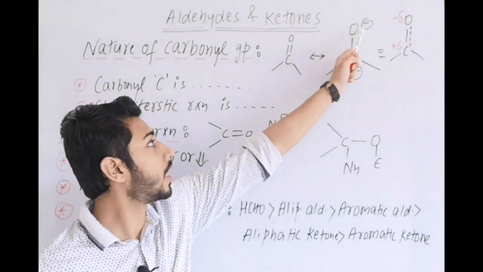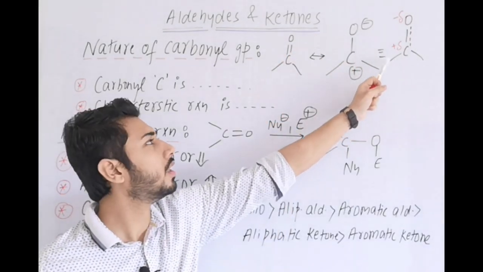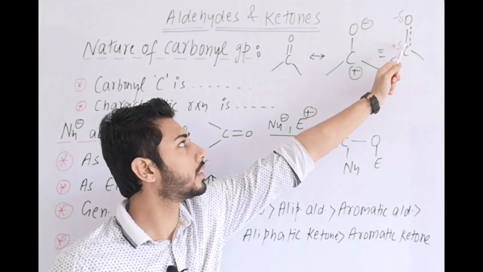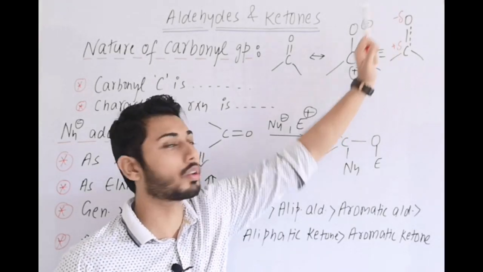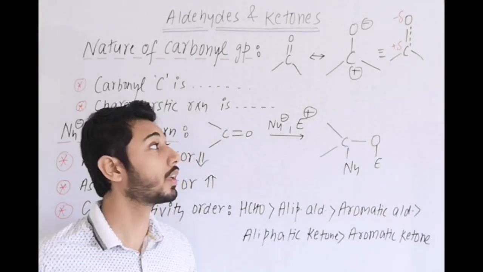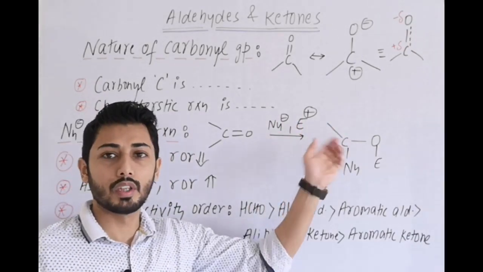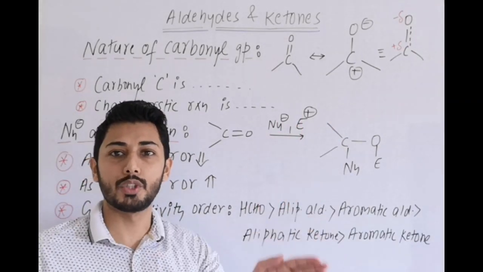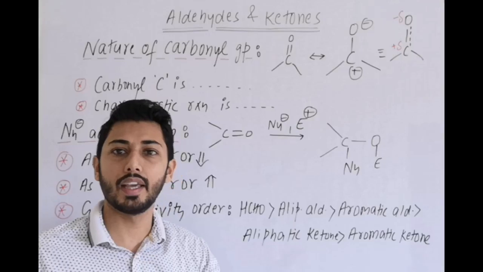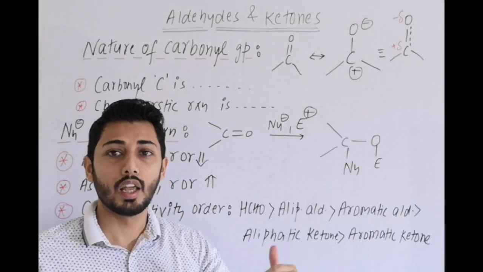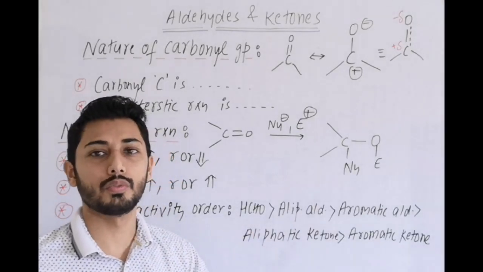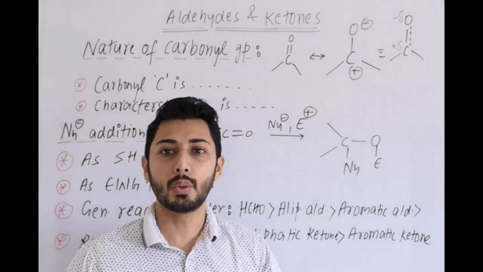O will get minus charge, carbon will get positive. In hybrid form, we can show it also like this, that here partial positive and oxygen partial negative. Now, due to resonance, carbon is becoming electron deficient. Can we say it is acting as an electrophile? Yes. And oxygen getting minus charge, so we can say it is acting as a nucleophile.